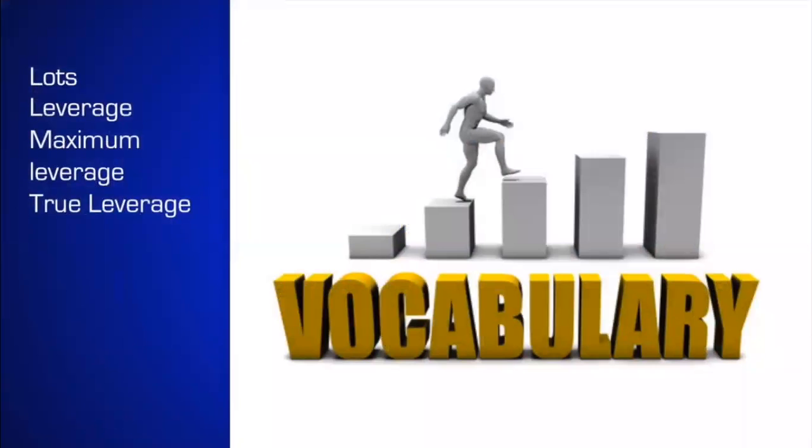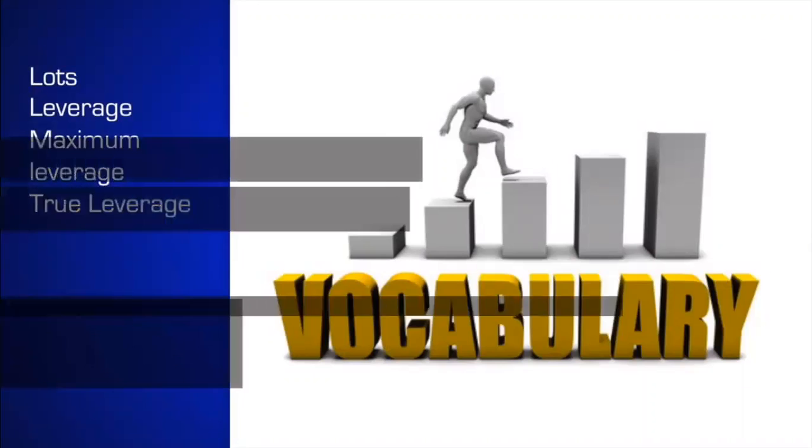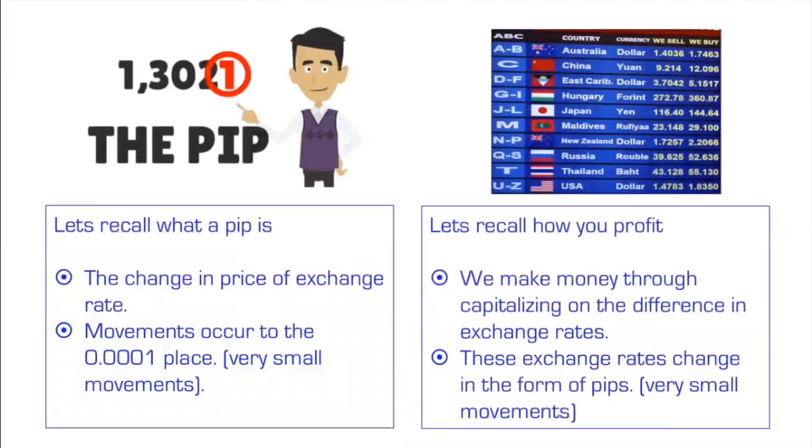Before we go into the lesson, I want to actually talk about some very relevant vocabulary. So please make sure you take some good notes on these vocabulary words. Now let's recall what a pip is before we actually get to talking about leverage. Remember, a pip is the change in price in an exchange rate. Remember that movements occur to the fourth decimal place out. So these are very small movements. I'm going to talk about this more shortly.